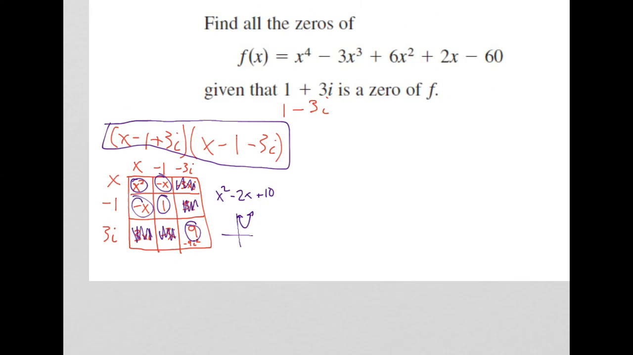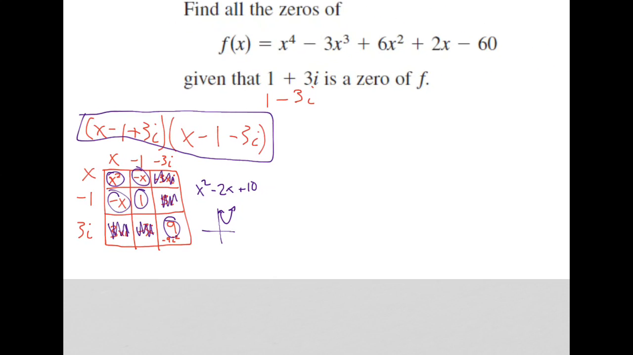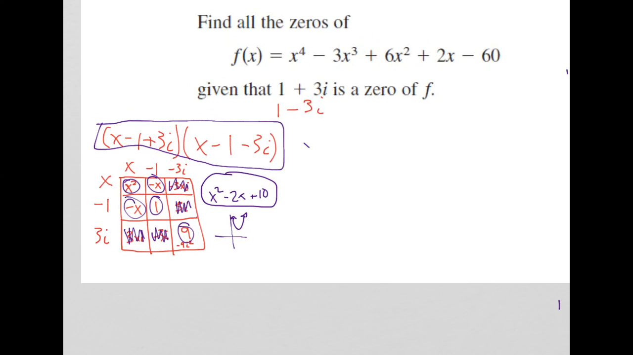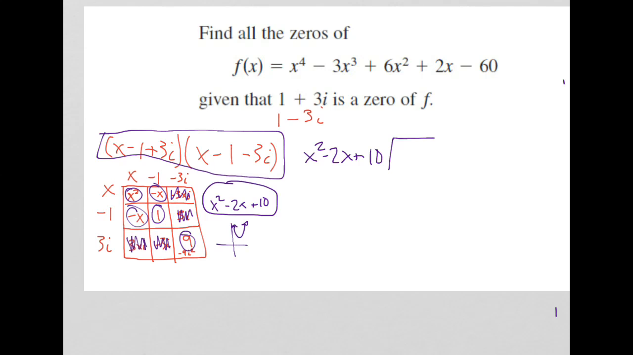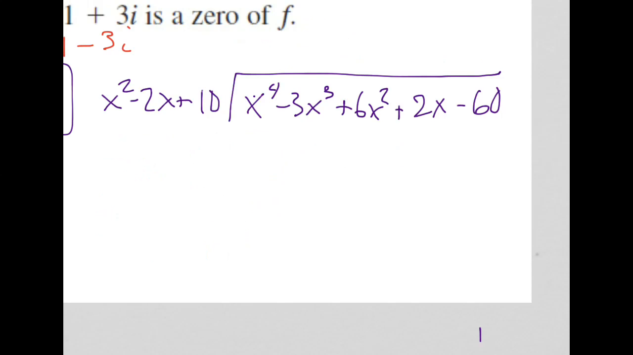So what can we do with this? Well, we know those are factors because we're told they're solutions, and we know that they are equivalent to that quadratic function, x squared minus 2x plus 10. So I can divide my original polynomial by that. And when I do this polynomial long division, I'm going to end up with a new quadratic function, and maybe I can factor it and find real zeros. So let's do some long division.